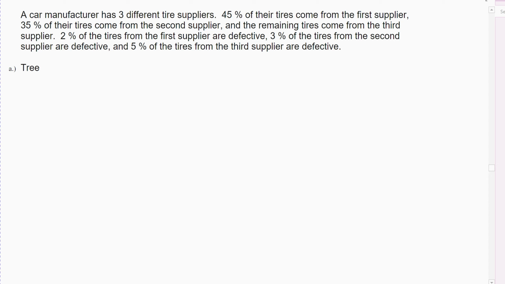The tires come through. So 2% of the tires from the first supplier are defective. 3% of the tires from the second supplier are defective. 5% of the tires from the third supplier are defective. All right, those are my conditionals.